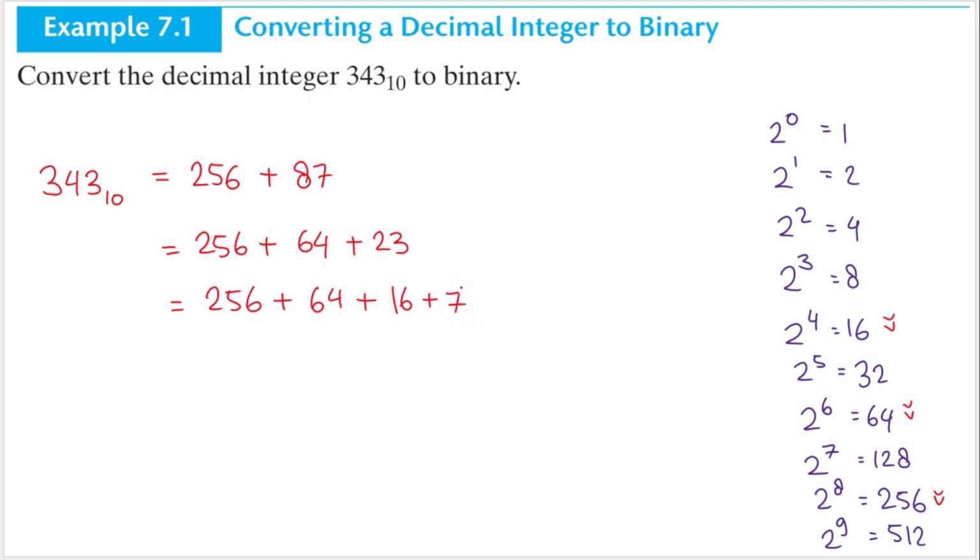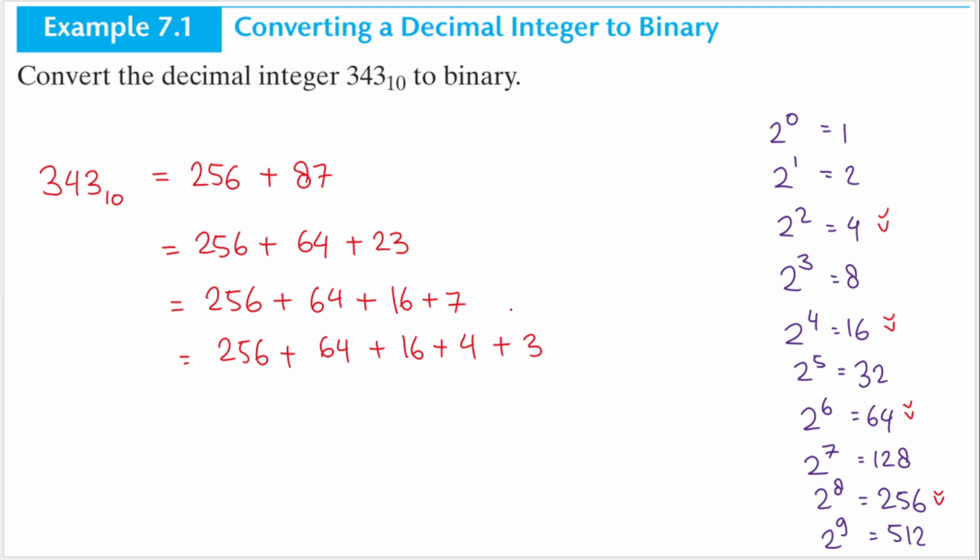Again, we treat this 7 like before. So 8 already exceeds 7. So we use this 4 here. So we will have 256 plus 64 and then plus 16 and then plus 4 and then plus 3.